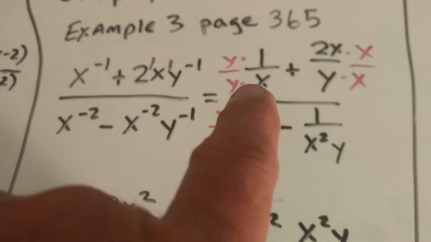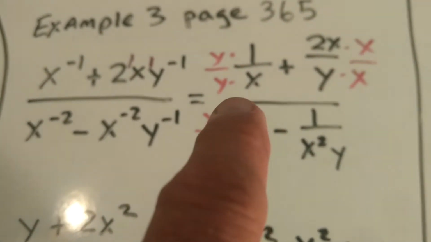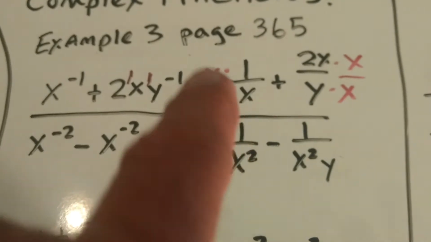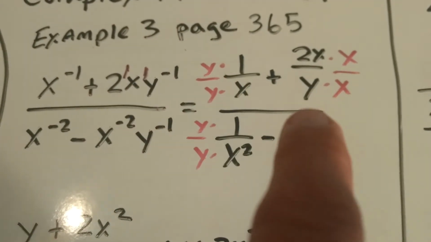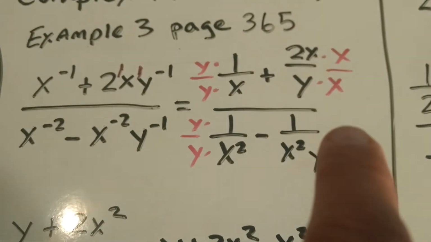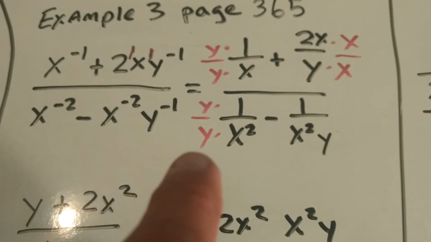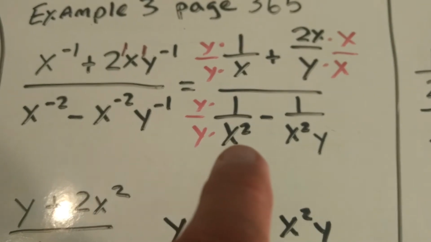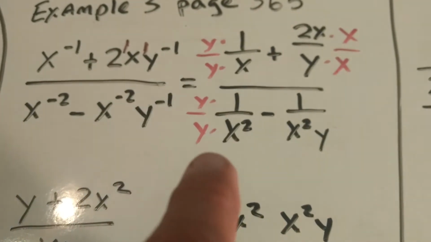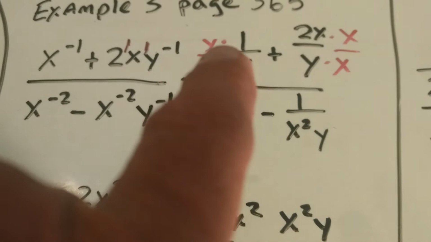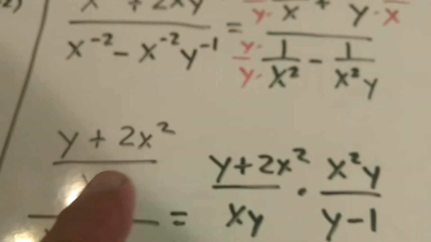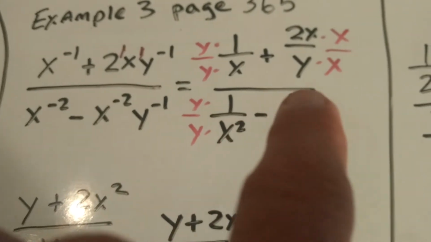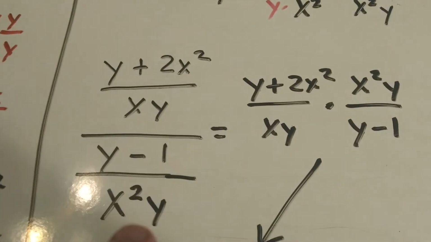So what happens here is the top one, the least common denominator, is x times y. So if I want xy here, I got to multiply top and bottom by y. If I want xy here, I got to multiply top and bottom by x. Here, the least common denominator is x squared y. Well, I have an x squared, I just don't have a y, so I got to multiply top and bottom here by y. So this becomes y plus 2x squared over xy. This becomes y minus 1 over x squared y.